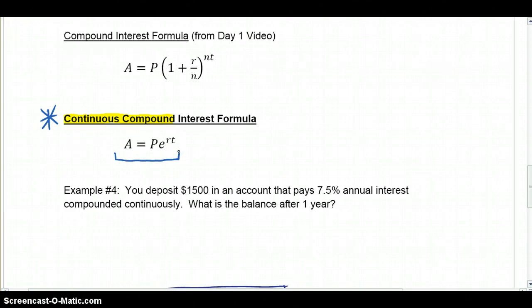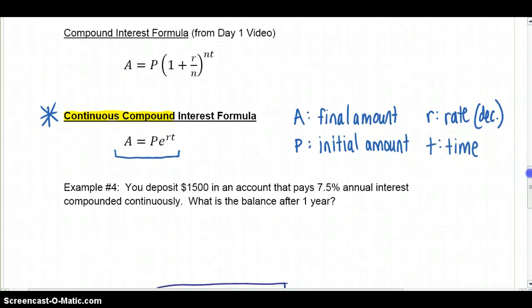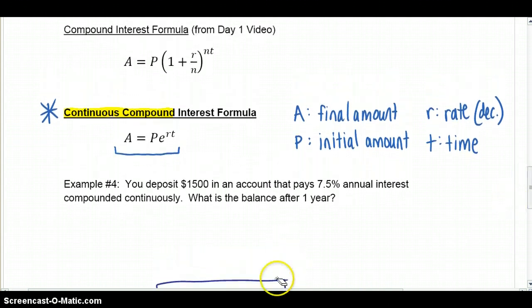And the basic information is still the same. So A is still our final amount in dollars. P is our principal, or I like to just call it the initial amount. But that's why we call it P, because it's also called the principal. R is going to be our rate, and it should still be a decimal. And T is going to be our time. So everything is still the same from the last few times we've used the formula like this.